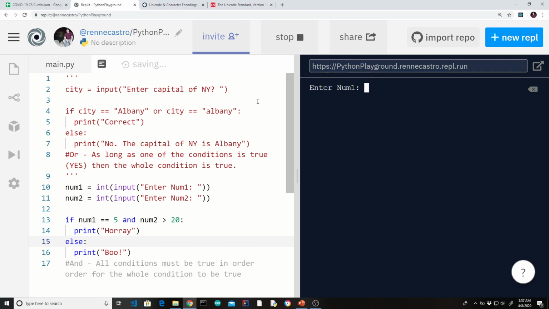So I'm going to run the program again, except this time we're going to mix it up. Let's say I do enter 5 for number 1. So that means that this side will be true. But then let's not get this side. Let's enter 10. It says boo. Let's see why it says boo.